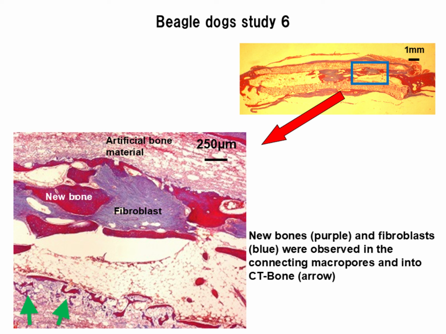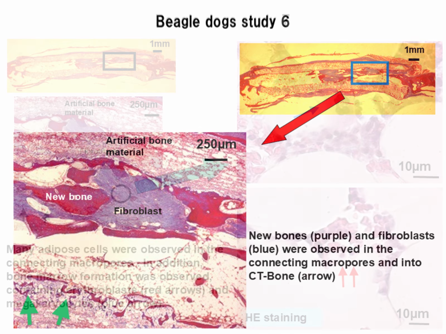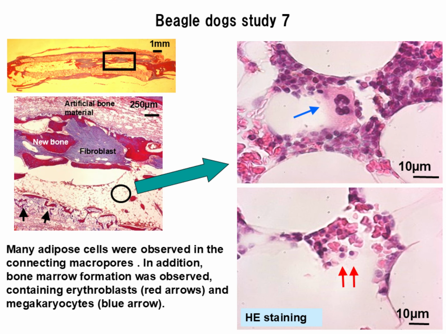Newly formed bone tissue, shown in green, and fibroblasts, shown in blue, were clearly observed within the interconnected macroporous regions and also in the specific areas inside CT bone indicated by arrows. In addition, numerous adipocytes were observed within the interconnected macroporous regions. Moreover, the formation of bone marrow tissue was also confirmed, including erythroblasts, which correspond to the areas indicated by red arrows, and megakaryocytes, which correspond to the areas indicated by blue arrows.